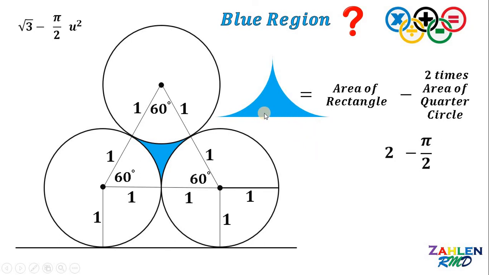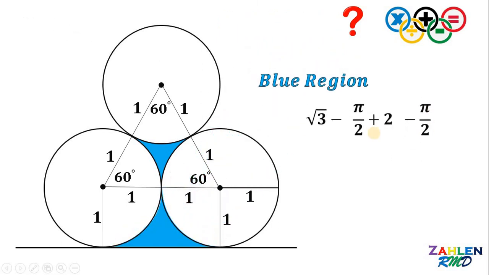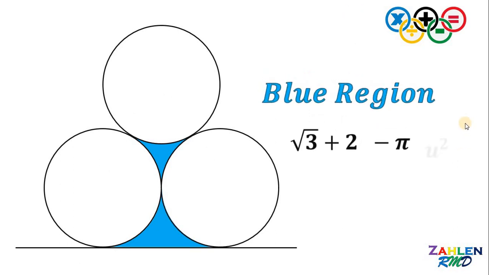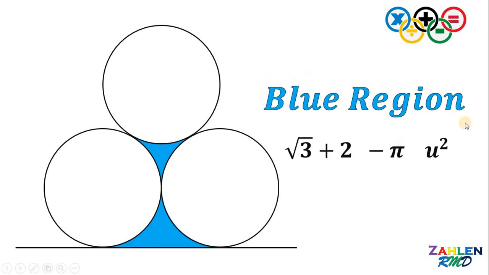Therefore, the total area of this two shaded region must be equal to square root of 3 minus pi over 2 plus 2 minus pi over 2. Now, let's combine similar terms. Negative pi over 2 combined with negative pi over 2 will give us pi. Therefore, the area of the blue shaded region must be equal to square root of 3 plus 2 minus pi. And don't forget the unit, we have square units. And as always, we are done.